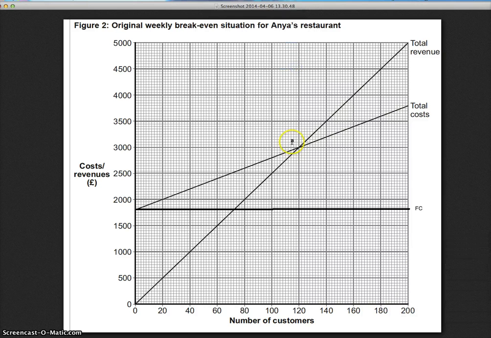So that should have gone in there. Okay, so the point where total costs equal total revenue is your break-even point, and we're labelling that one A.